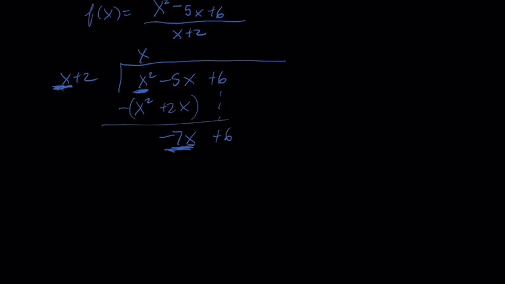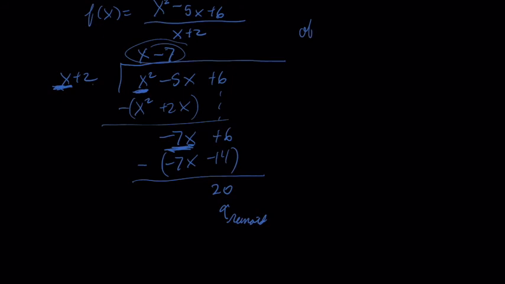Well, what do I multiply x by to make it look like negative 7x? The answer is negative 7. Negative 7 times x gives me negative 7x. Negative 7 times 2 gives me negative 14. I subtract this. 6 plus 14 is 20. That's my remainder, but I can just ignore that. I have an oblique asymptote at y equals x minus 7. That's a line with positive slope and y-intercept of negative 7.